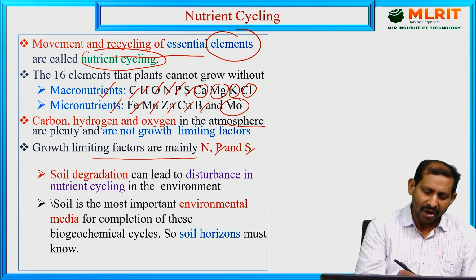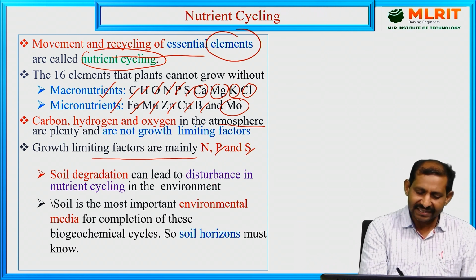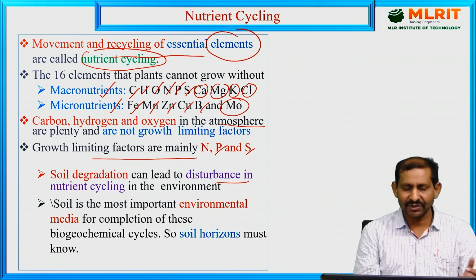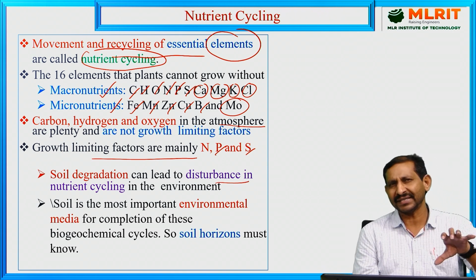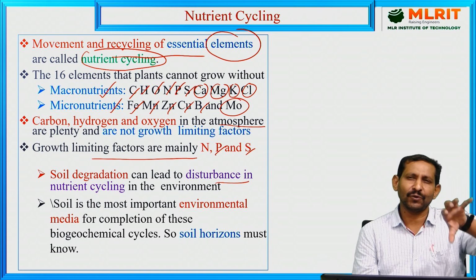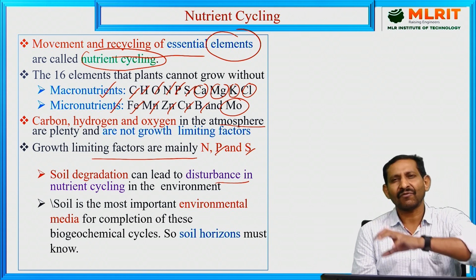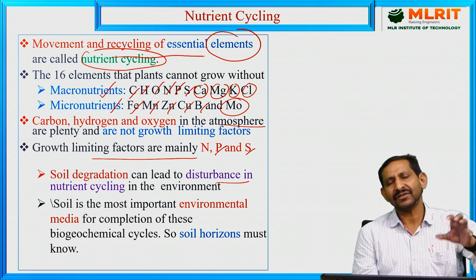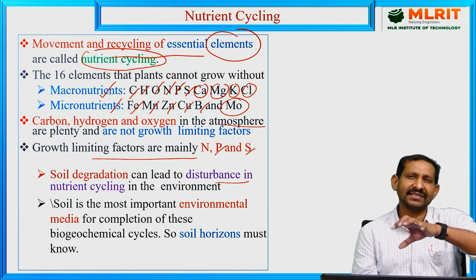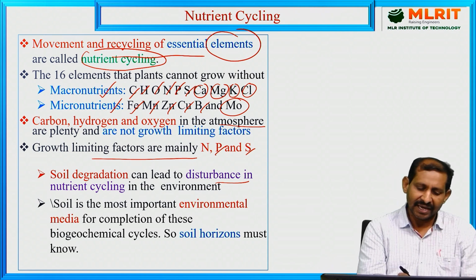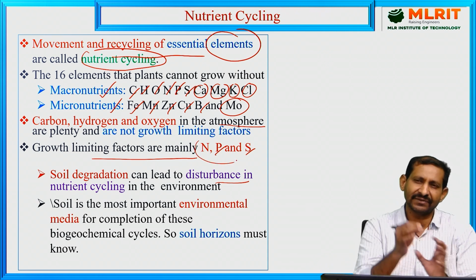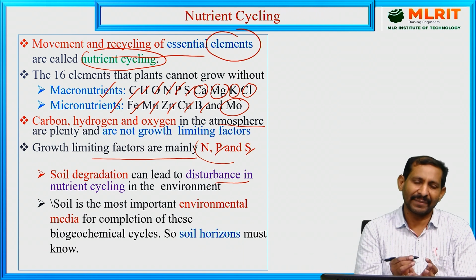So one of the disturbances is nutrient cycling. What does nutrient cycling mean? It is the flow of nutrients from reservoirs to the living components, and once again back to reservoirs. That is called the biogeochemical cycles. These nutrients flow through the biogeochemical cycles.